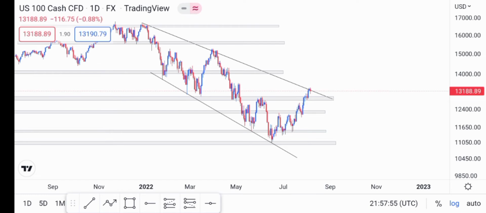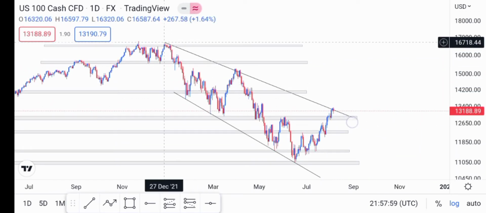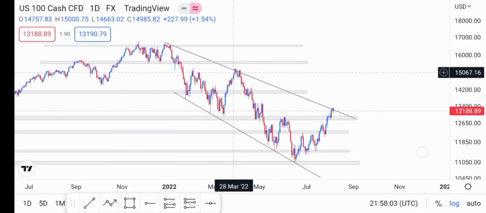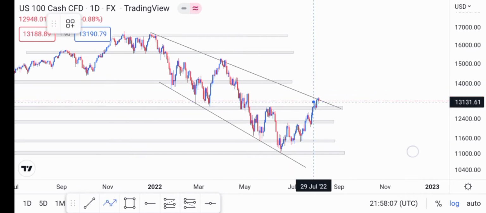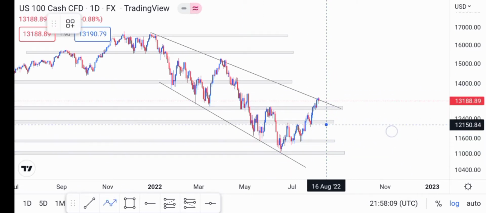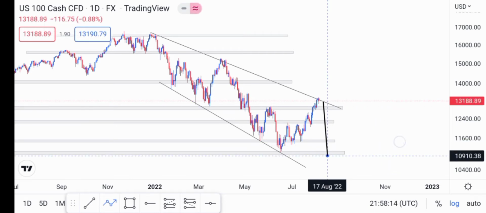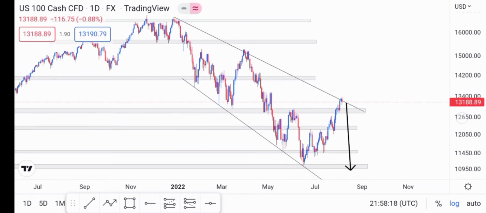Some may say this is a third touch because right over here the market touched this area and retested this area. Same applies here. So we could have this kind of movement happening, right? A push from this point right over here to the downward side. As you can see, we have the third touch on the upper trend line.